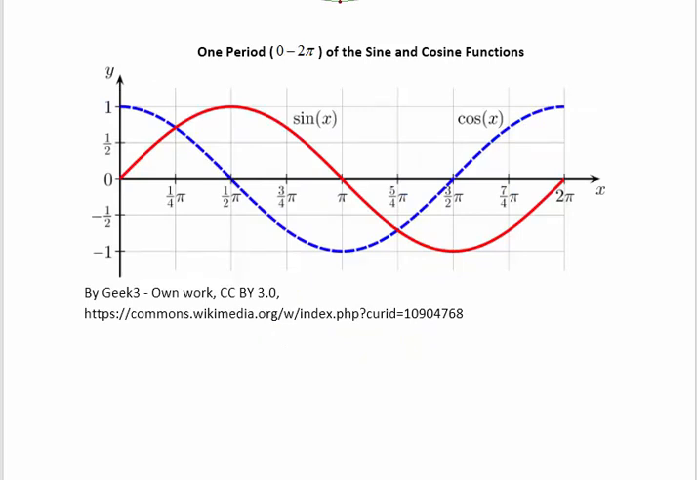Okay, so the sine and cosine and all of our trig functions are called periodic functions because they go through a period and then they repeat, and go through a period and then repeat. And so let's start here first with our sine function, and you can see what happens. Remember, we just did this.